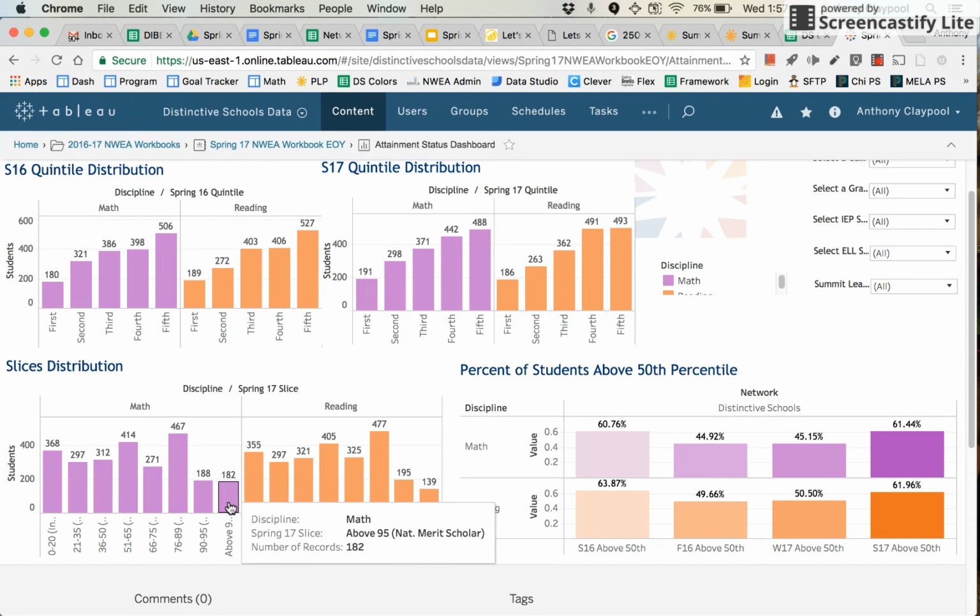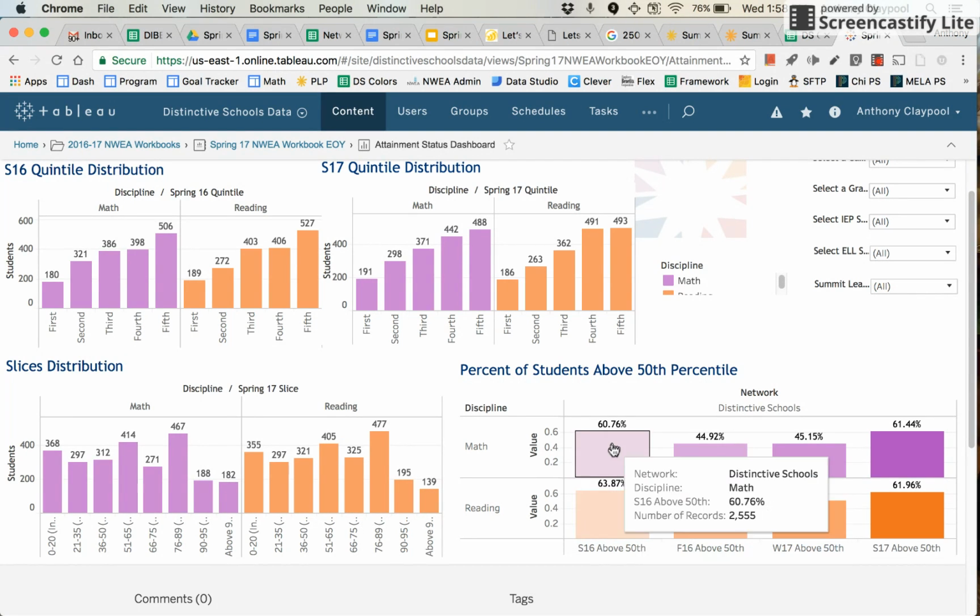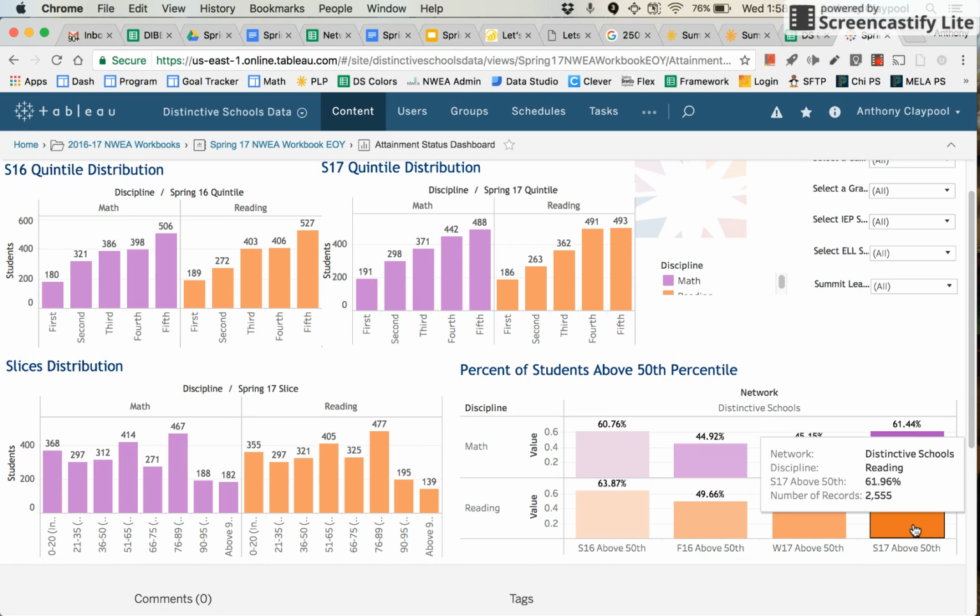And this is slices. If you remember Susmita's presentations in the past, slices is just a more nuanced way to look at where kids stand in terms of their being on track for college and career readiness according to their NWEA MAP linking studies. This one shows the percent of students who are at or above the 50th percentile.